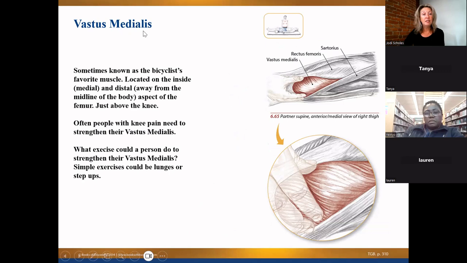VMO, this is vastus medialis. The vastus medialis is when somebody's a bicyclist, you see those really big quads in the front. Maybe you watch the Tour de France and you see those bikers. VMO, medialis, right? So the vastus medialis is on the medial side of the quad. And so sometimes when people have knee pain, the physical therapy will be to build the strength in their vastus medialis.